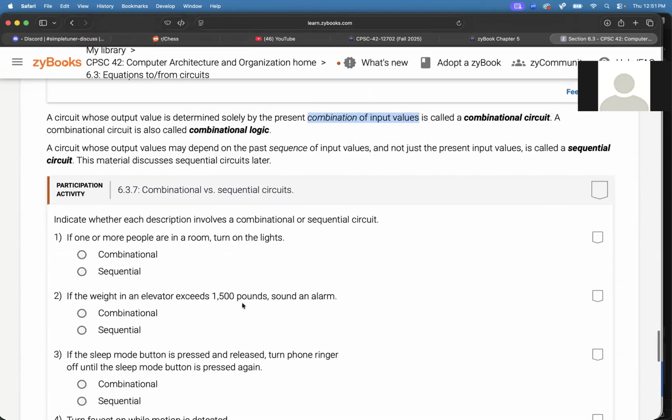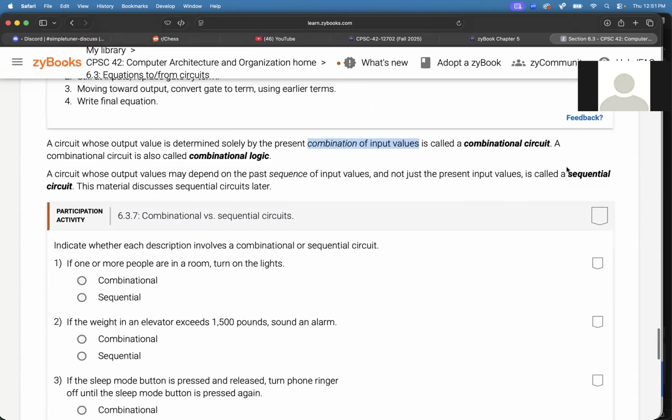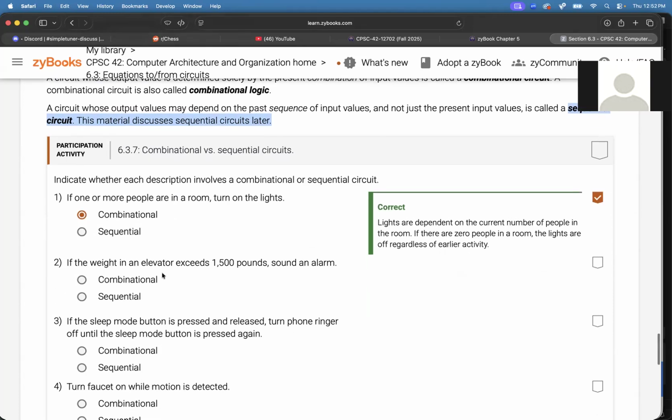That's combinatorial. A sequential circuit is when you have a bunch of steps in order to do something. So you have to do the first thing and then the second thing and then the third thing, right? There's an order to it. It's not just based on the combination of input values. So if it says if one or more people are in a room, turn on the lights, that's like what we've been doing, right? Says if the weight of an elevator exceeds 1,500 pounds, sound an alarm.